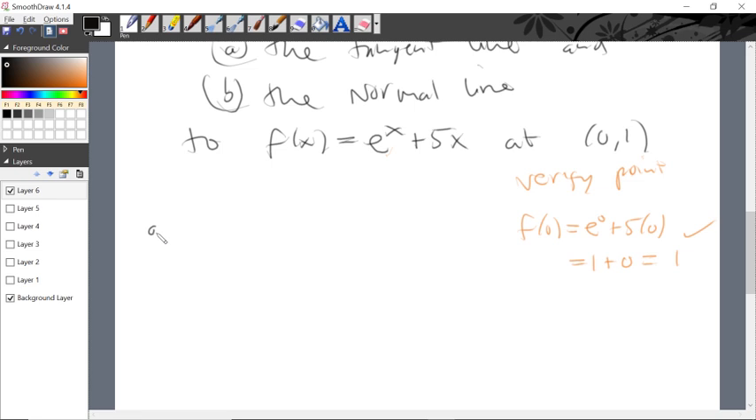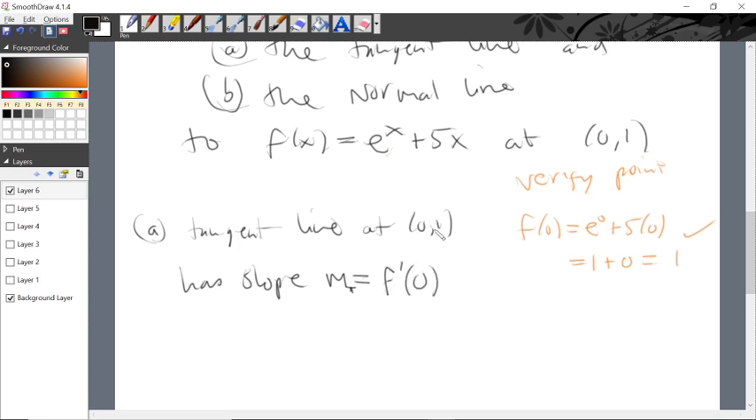Okay, so let's start with the tangent line. The tangent line at the point (0, 1) has a slope, call it m_t, the slope of the tangent line, which is equal to f prime of 0. We evaluate the derivative of this function and then we input the 0. Now we don't have to use the limit definition. What I'll do instead is find the derivative of the function as a function itself, and then plug in the fixed value. Not the other way around, by the way.